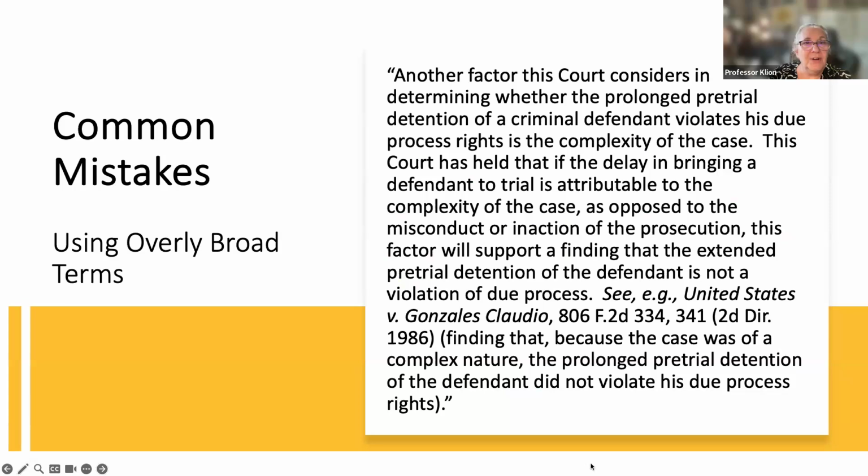So here, another factor this court considers in determining whether the prolonged pretrial detention of a criminal defendant violates his due process rights is the complexity of the case. This court has held, you've heard that rule before, and then the parenthetical simply says, finding that because the case was of a complex nature, the prolonged pretrial detention of the defendant did not violate his due process rights. That adds nothing to the rule. It doesn't explain it any further. It just basically says, see this case, it does what I just said.